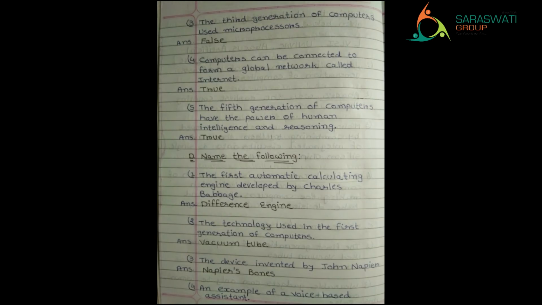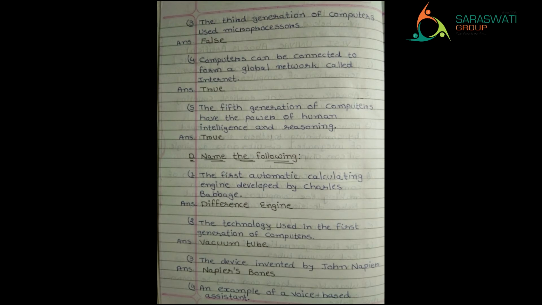Okay, so after the second true or false statement, we are moving further to the third one. What is the third question? The third generation of computers used microprocessors, right? The statement is false. Why? So just tell me which technology was used in the third generation of computers? Anyone? Yes, it is ICs, that means integrated circuits, right? So the given statement is totally wrong. So the answer is what? It is false, right?